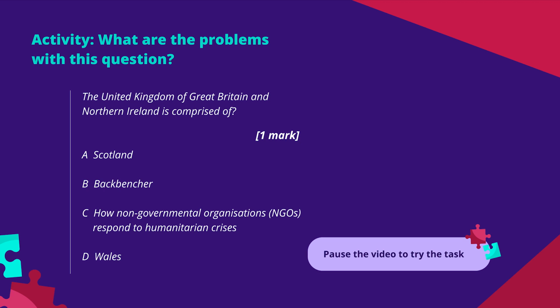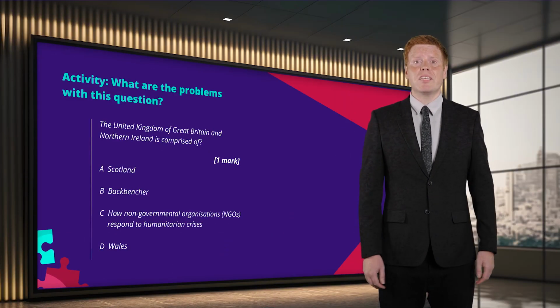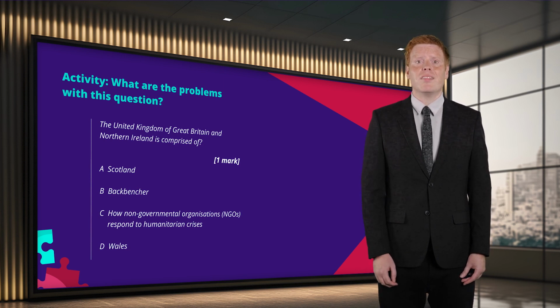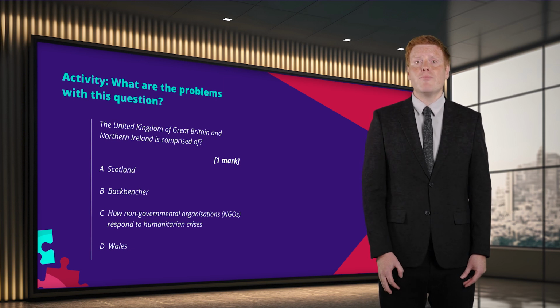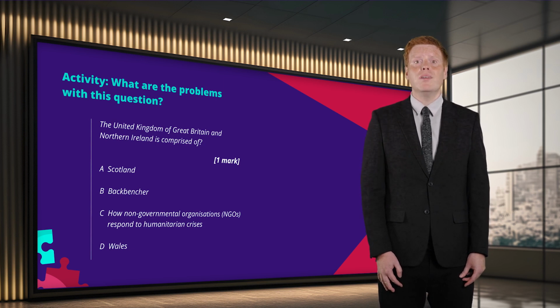Within this question are numerous errors. If you can, pause the video and see how many you can spot. You may have spotted a series of problems, including firstly, that the question is not clear. It's as if the sentence, "The United Kingdom of Great Britain and Northern Ireland is comprised of," has ended too abruptly, and students have to guess at what words have been excluded.